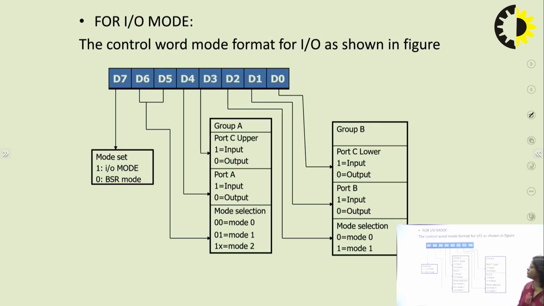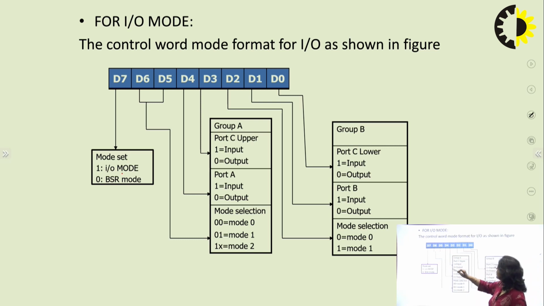So now we will move on to the control word format. The control word format for I/O mode is as shown here. The MSB, that is D7, will define whether it is programmed in I/O mode or BSR mode. When it is 1, then this 8255 works in I/O mode, and when it is 0, it works in BSR mode.